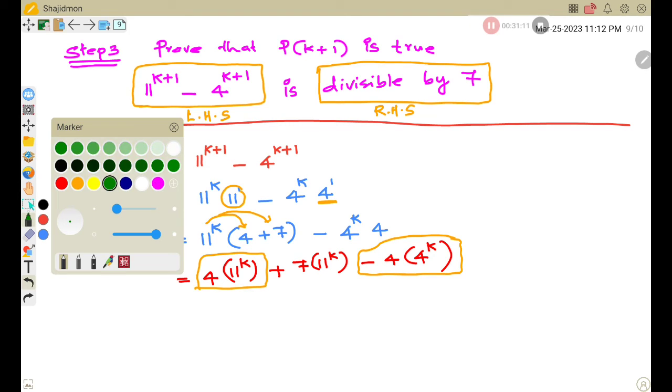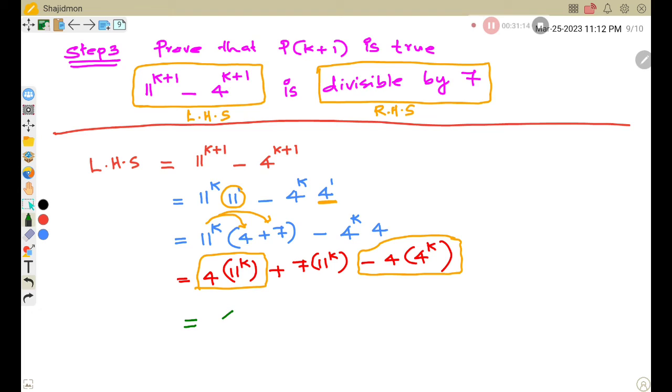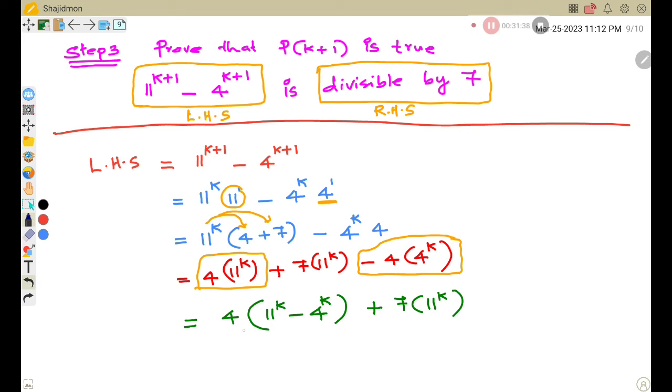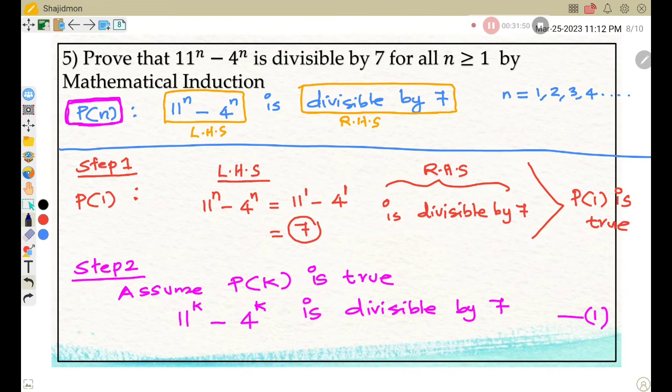So take it outside that one. So how to write that step? Equals, I am taking 4 outside, so 4 multiply, what will be the remaining here? 11 power k in the first term minus 4 power k will be the second term balance, correct? 4 already we have taken outside, so minus 4 power k balance plus 7 multiply 11 power k, that is same, 7 multiply 11 power k. Hope you understood this step. Now think about this one, the first one and the second one separately. Think about this one, 11 power k minus 4 power k. It is already assumed in step 2.